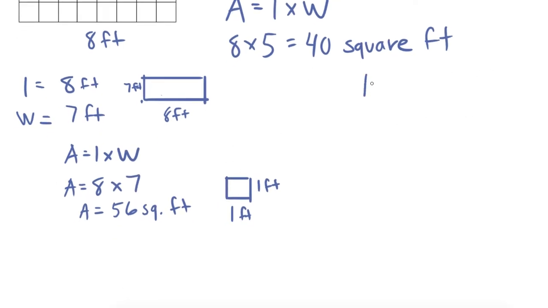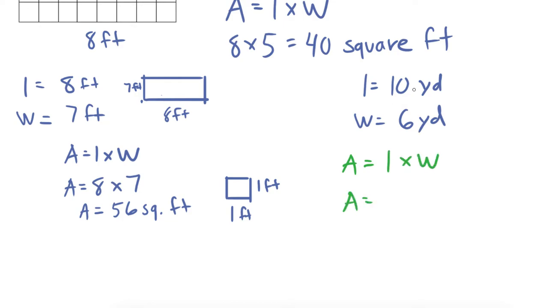Let's say I got a question that says length is 10 yards and the width is 6 yards. First thing you need to do, write the formula. Let me choose a different color to work out the problem. So the formula is area equals length times width. Plug in my numbers. Area, L is 10, times W, 6. 10 times 6 equals 60.